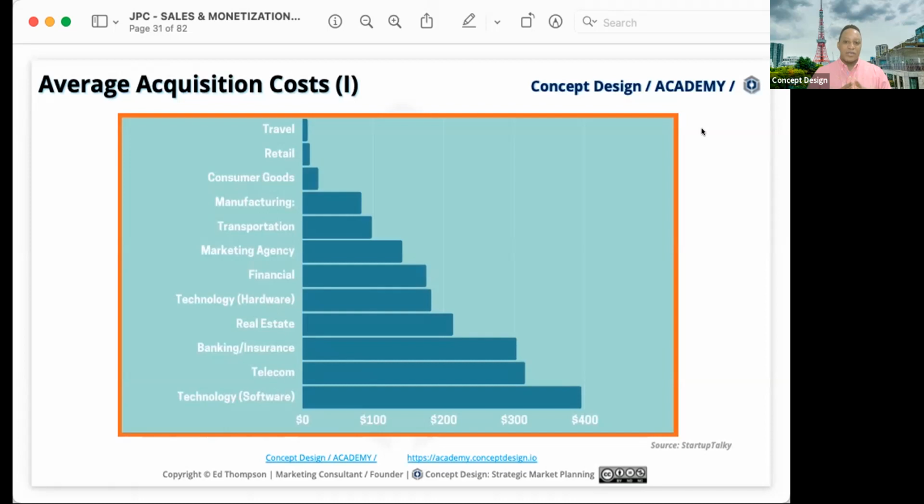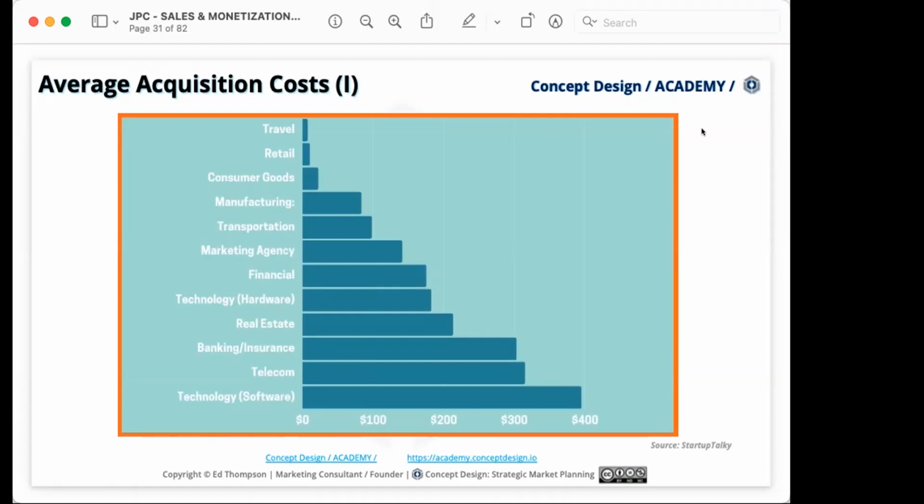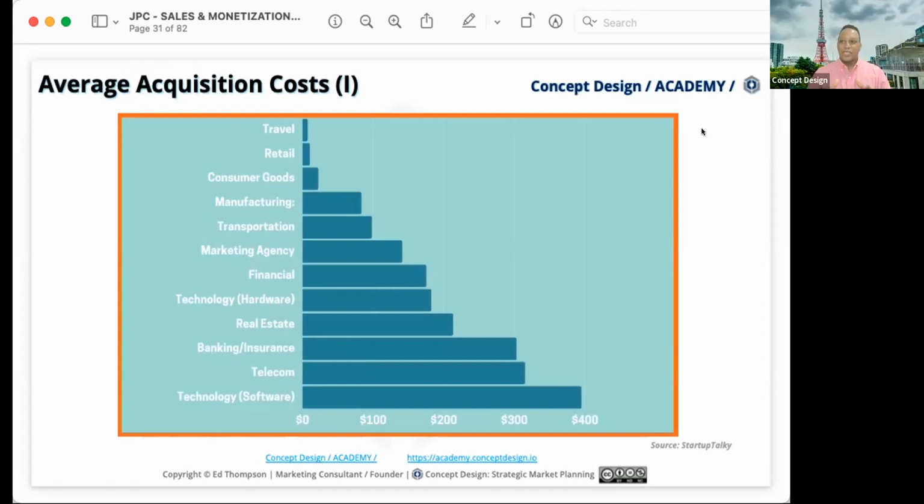And so average acquisition costs that were collected for different types of things. So for travel industry, retail, consumer goods, manufacturing, and in dollar amounts, we wind up seeing that some of the most expensive acquisition costs are in technology. And then also real estate, technology in software and hardware is up there. Marketing agencies like mine face substantial acquisition costs for finding new customers. All of that networking is not cheap. And then consumer goods, etc.